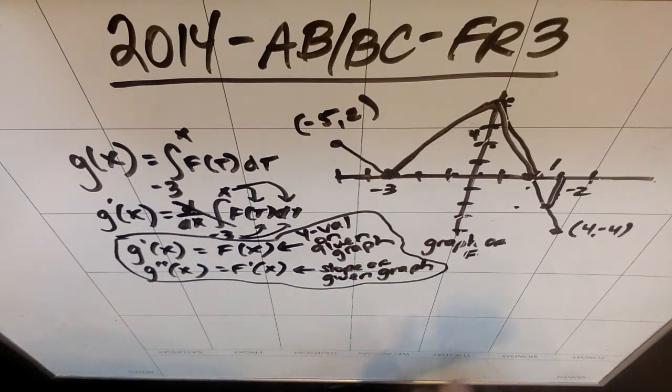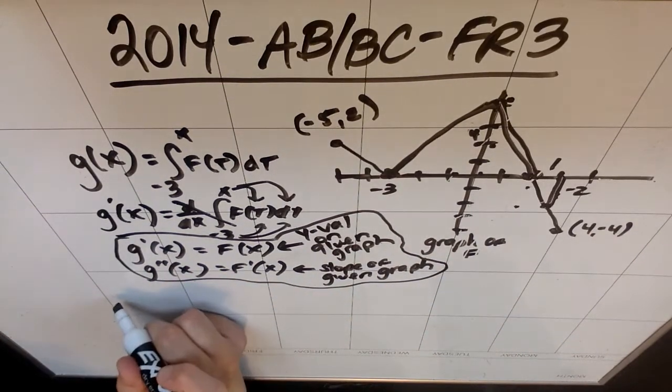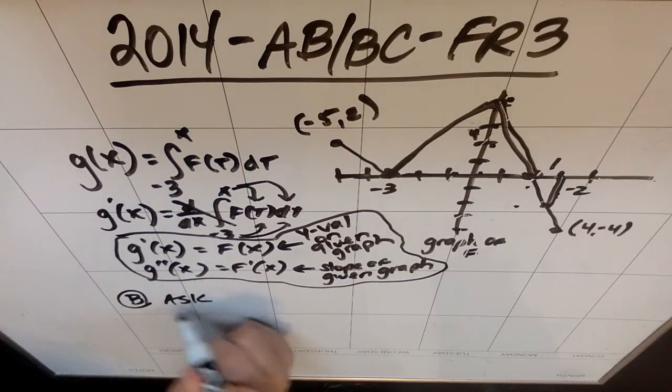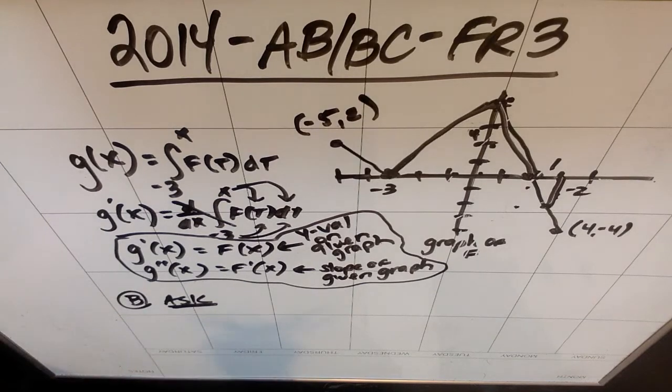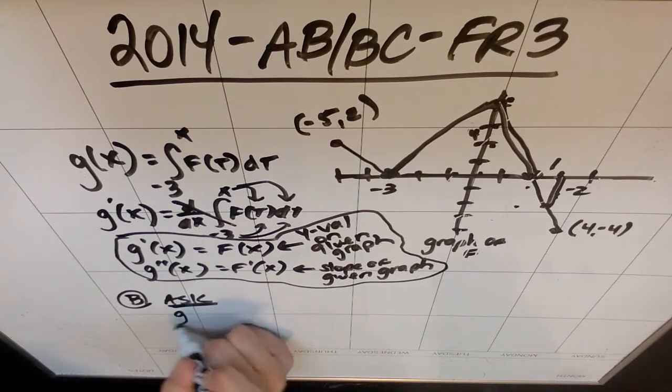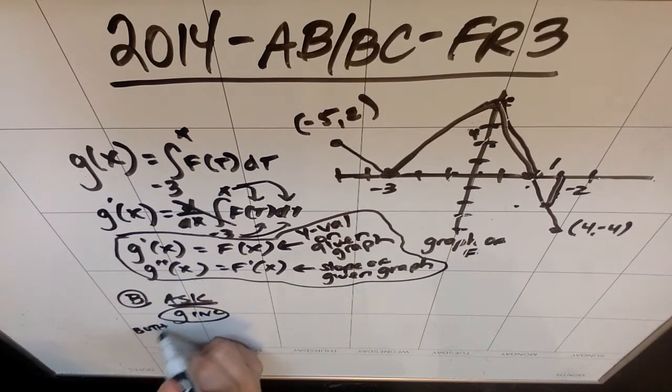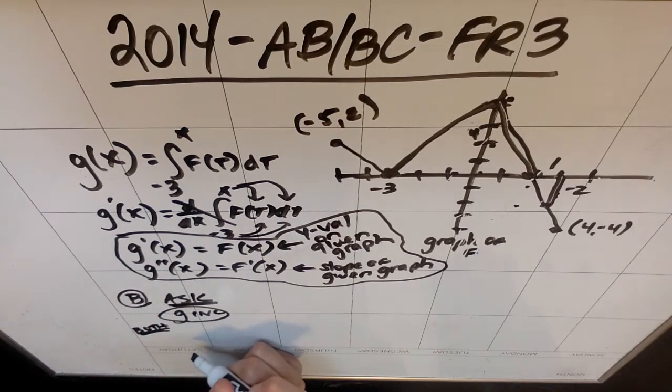So I like to make a flow chart when I go through this stuff. So in part B, here's what they asked me. They asked me for 2 things. I'm going to consider them both separately. First thing they asked is, when is g increasing? G increasing, okay? The other thing they asked, and they did say both, so we're going to talk about that in a sec, they asked for when g is concave down. So g concave down.